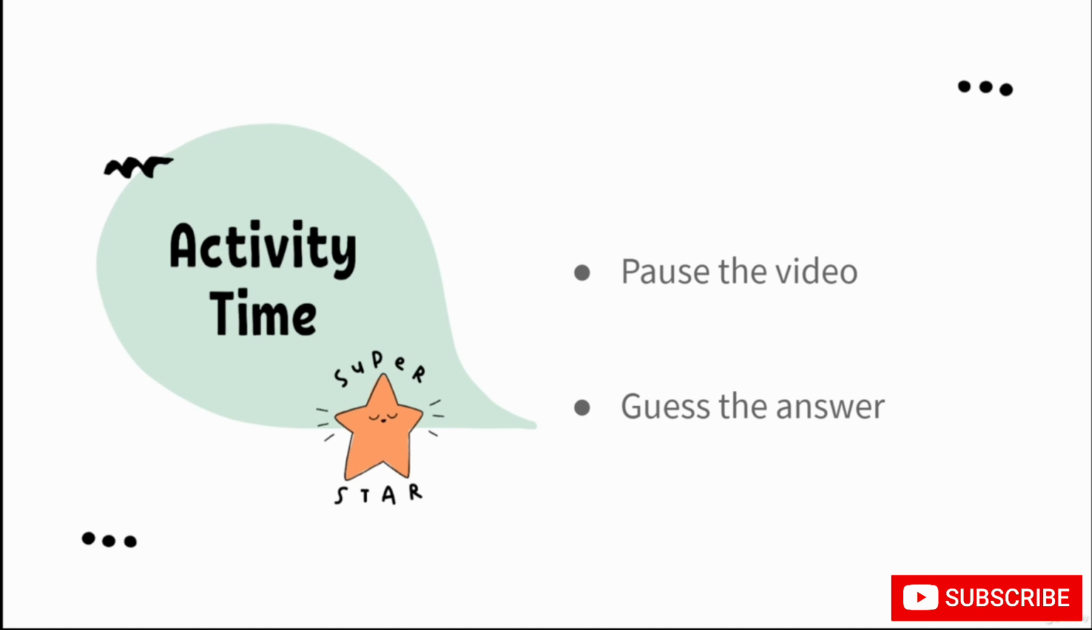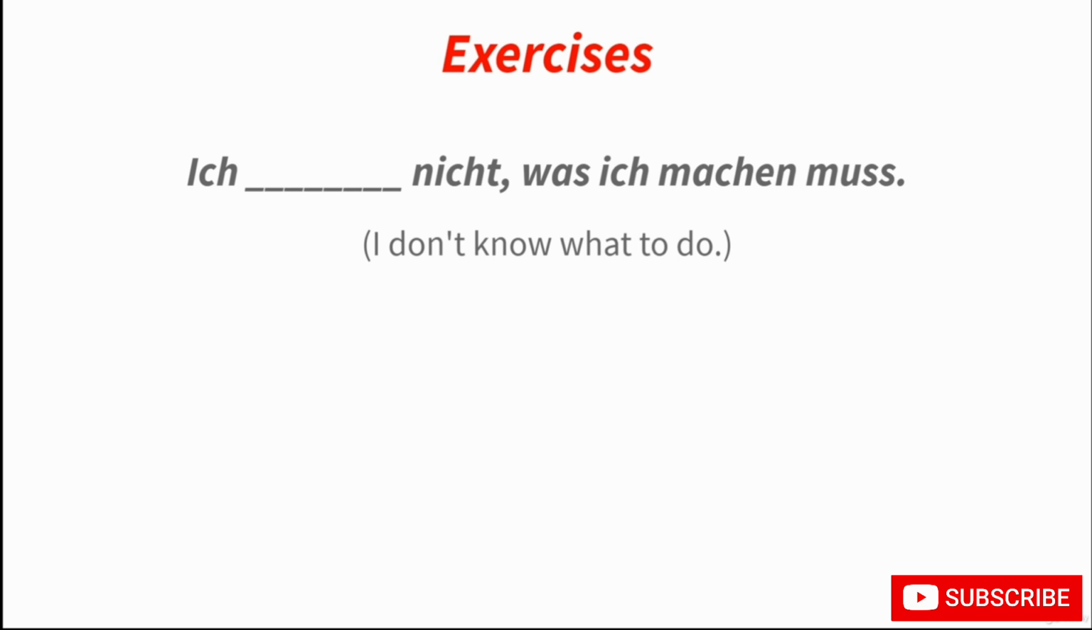Now it's an activity time. I want you to pause the video and try to guess the answer. It can be kennen or wissen. Let's take a look. I don't know what to do. To say that, which must be used in German? Wissen or kennen? Weiß. Why? Because it's about knowledge, for example, not about knowing a play or someone. That's why wissen must be used.